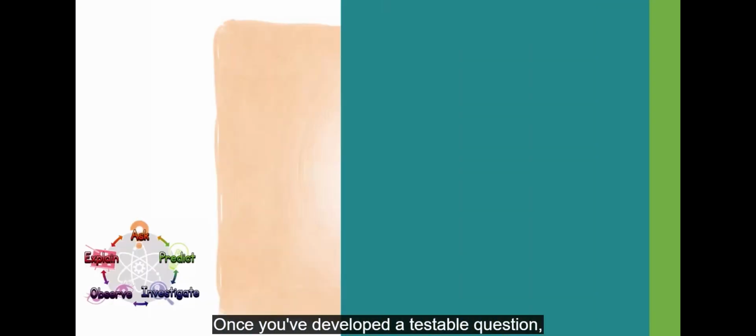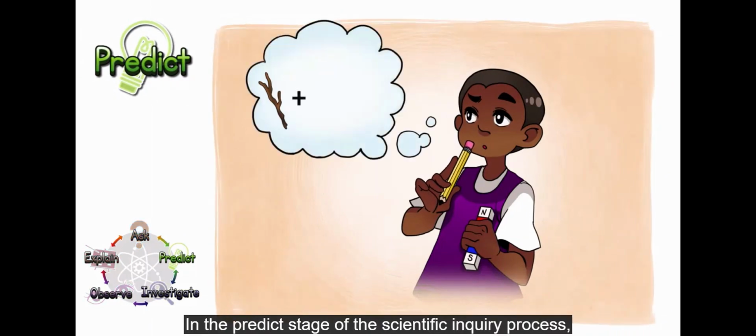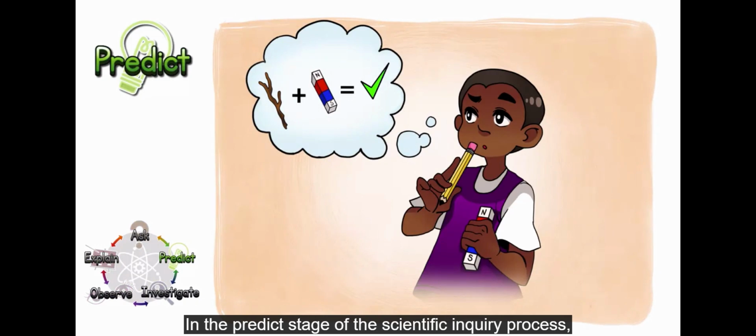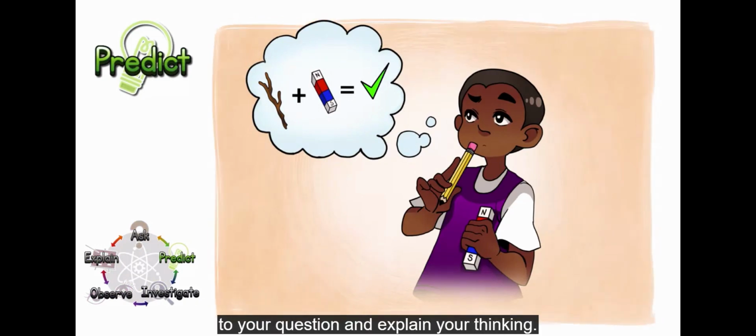Once you've developed a testable question, you're ready to make a prediction. In the predict stage of the scientific inquiry process, you use your past experiences to suggest an answer to your question and explain your thinking.